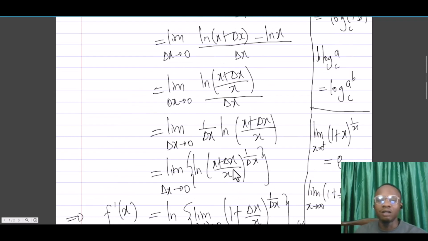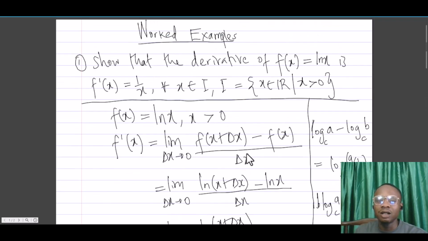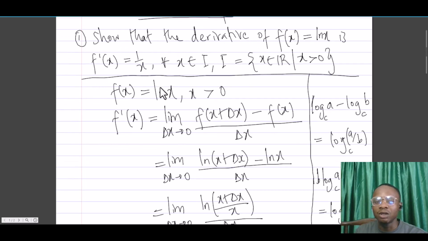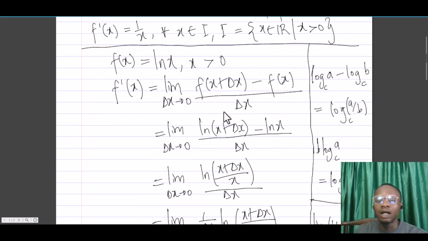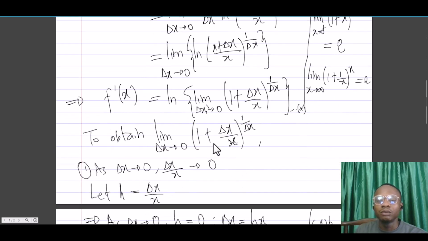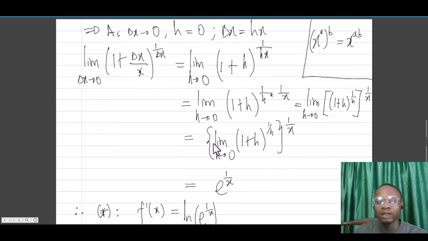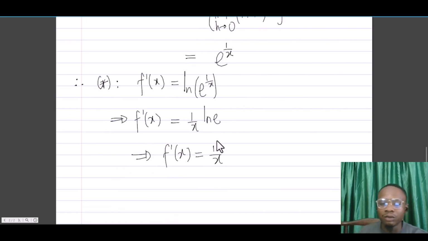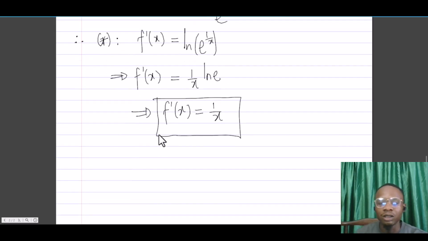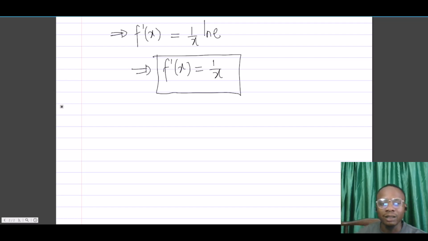We have finalized the solution to this problem. I've been able to show that f prime of x is 1 over x. We now consider another example. So this is our final expression: f prime of x is equal to 1 over x. Now let's consider another example involving derivatives.